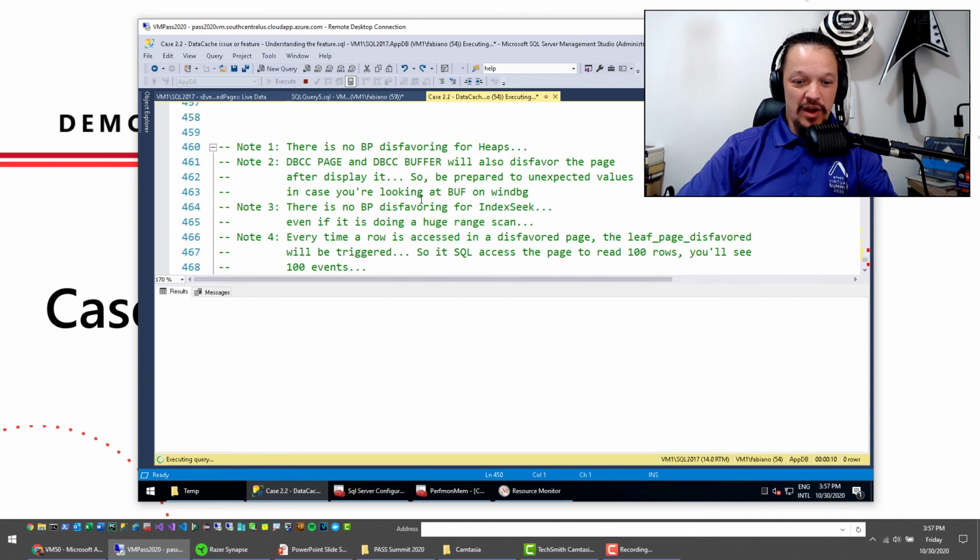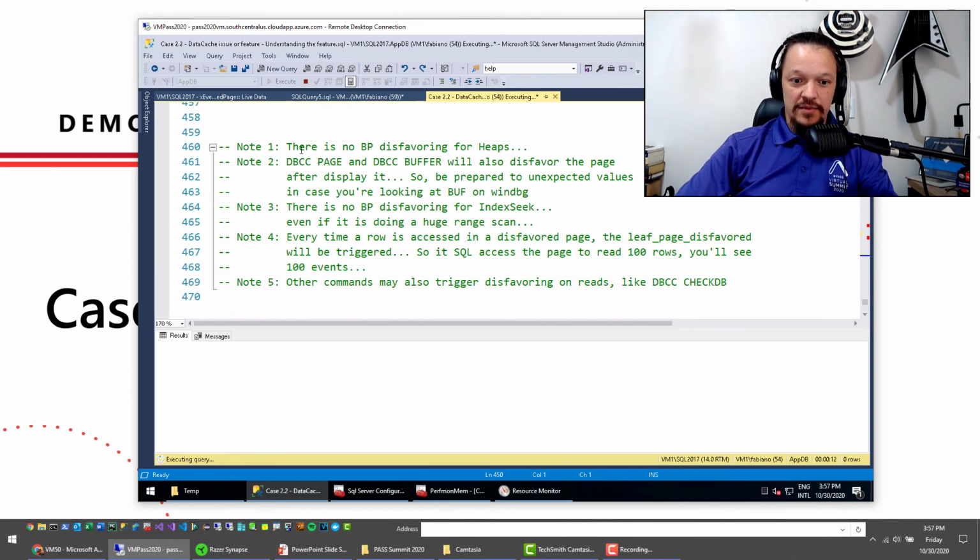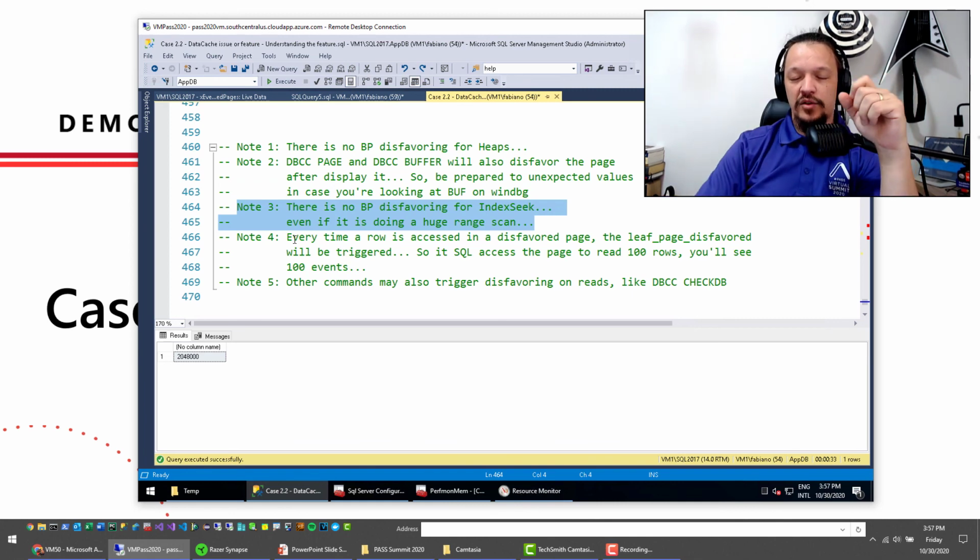All right, so what else? A few notes here. There's no buffer pool disfavoring for heaps. So if you do have heaps and the heap has 1 terabyte, it's going to remove everything from the buffer pool and replace the information with the data from the heap. The BCC would favor. There is no buffer pool disfavoring for index seek if it is doing a huge range scan. So be aware of it. It's only for scans. And looks like it is driven by the query optimizer.